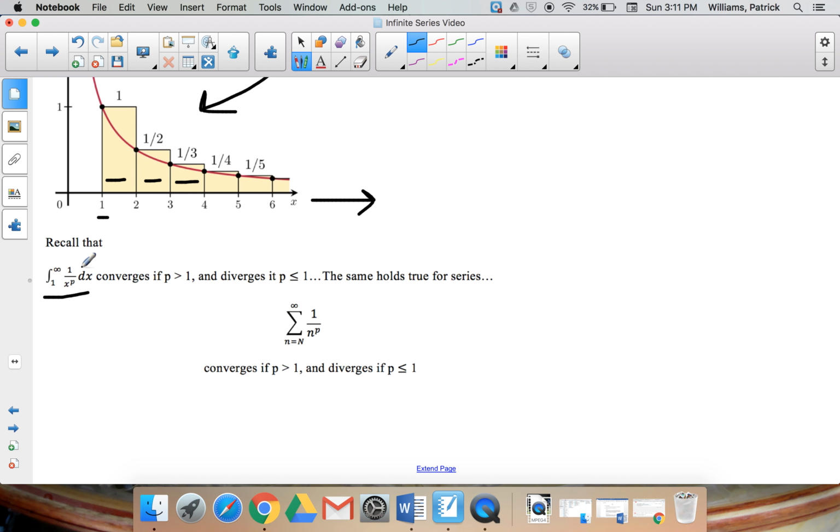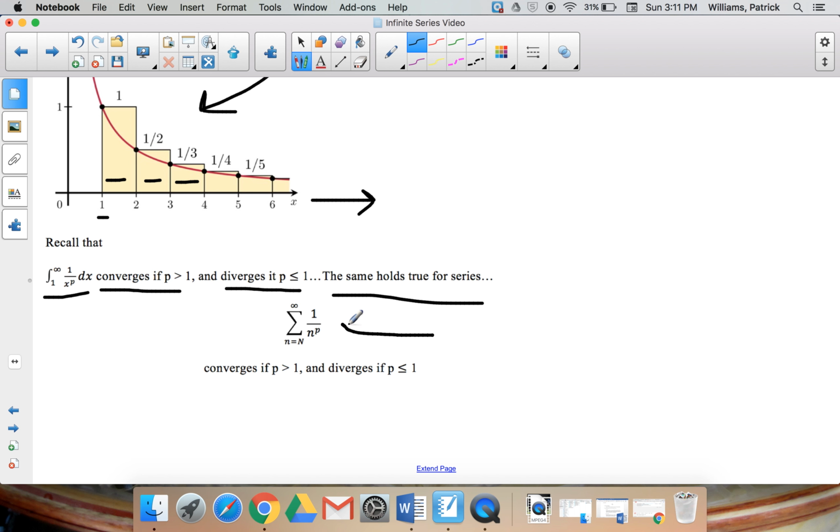1 over x to the p dx, we knew that if that value of p was greater than 1, then that integral actually had a value, and in this case it's convergent, or if p was less than or equal to 1, then that integral would be divergent. Well, the same holds true for infinite series.